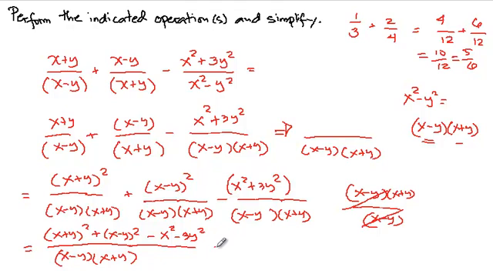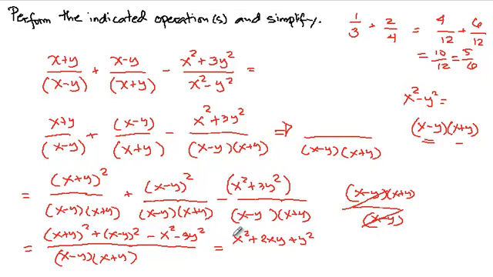Okay? So, the next step will be to simplify the numerator, so we can see if some terms cancel. To do that, what is x plus y quantity squared? Simple, right? Let's remember our special products. x plus y squared is equal to x squared plus 2xy plus y squared.